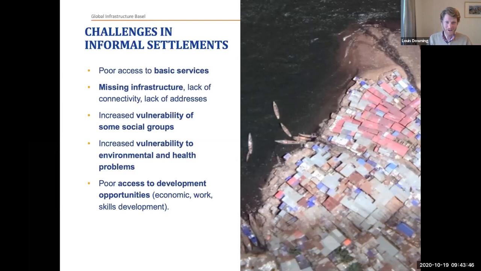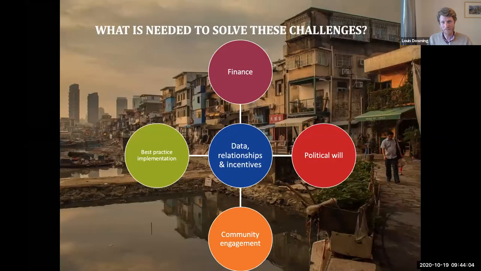So these are some of the high level issues that we're looking at, and we really see that infrastructure can be a fantastic way to address some of these issues, but can also be a cause of these issues if it's not implemented in the right way. So what do we need to solve some of these challenges? Here are some of the key issues. What does the right way mean? The right way means best practice. It's an implementation of best practice with regard to social and environmental considerations of how we put infrastructure projects in. Community engagement being a key element of this, so that we're not designing for people, we're designing with people.